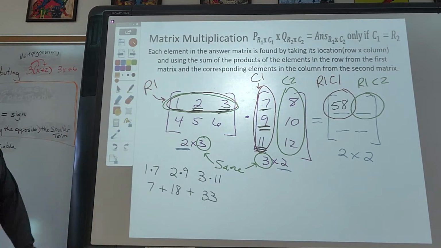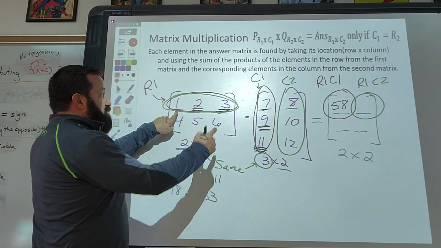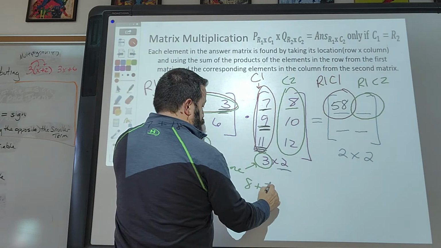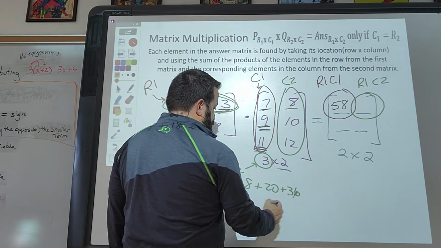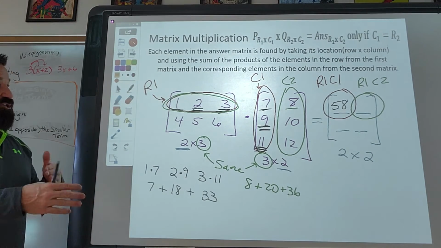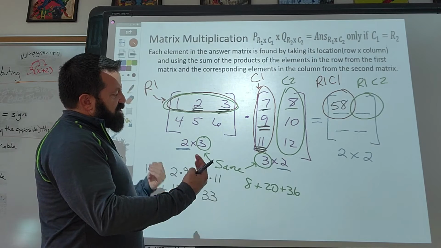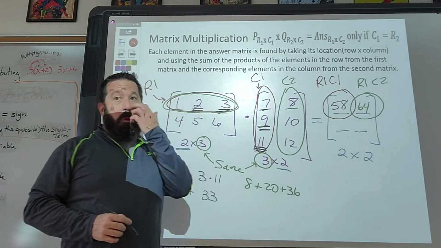So I'm repeating that process. I'm going to take the first element times the first element. So 1 times 8 is 8. 2 times 10 is 20. And 3 times 12 is 36. I didn't write out as much there, but that's the 3 products I get. Add those together. I got 28 and 36. That's what, 64, I think. And I would get that value right there.